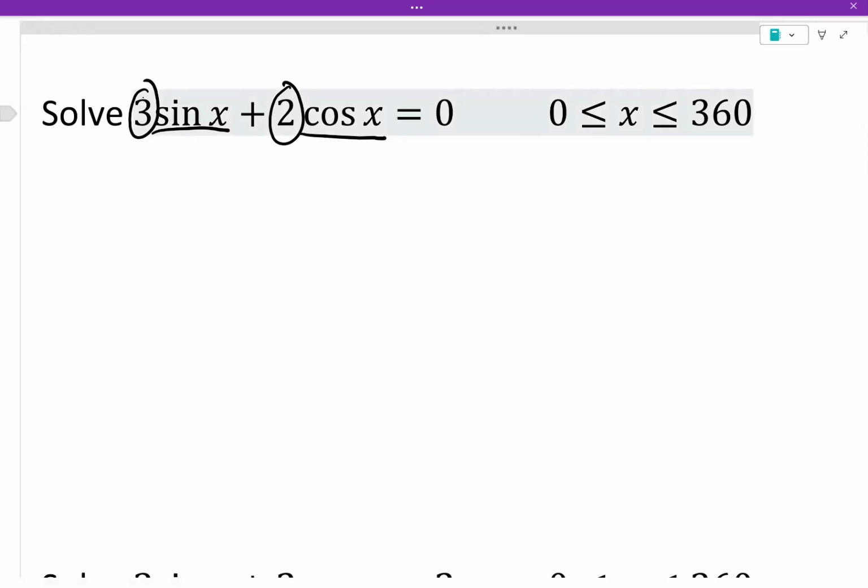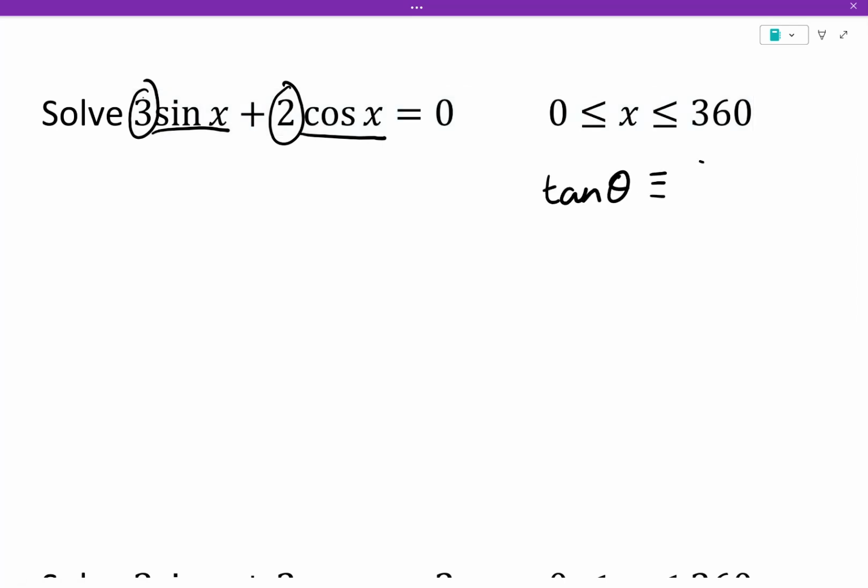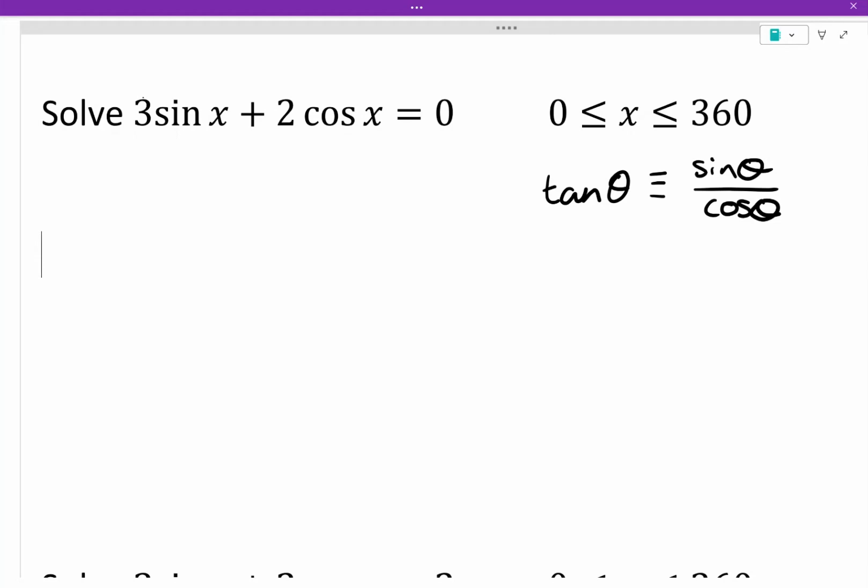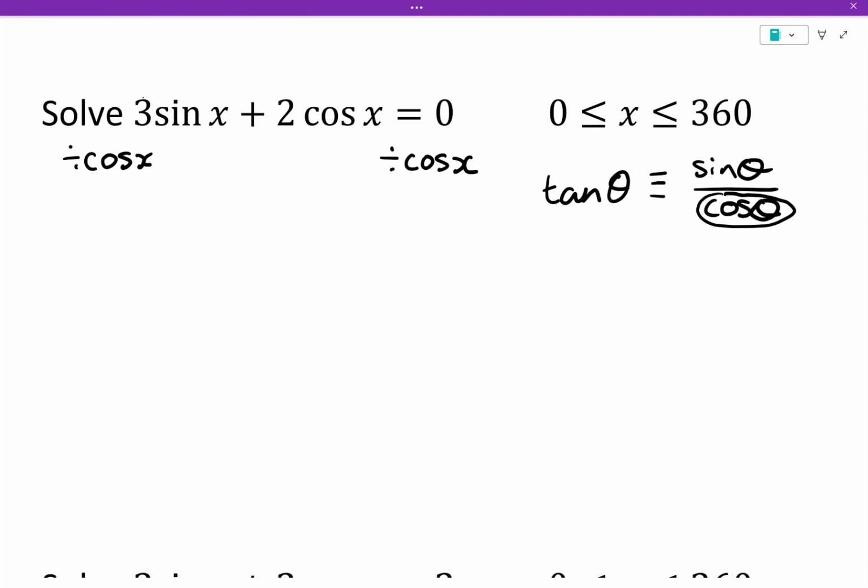In this specific scenario, we're going to make use of the identity that says that tan theta is identical to sine theta over cos theta. Currently we don't have any fractions in my equation, so we're going to divide both sides of the equation by cosine. It wouldn't be cos theta because the angle that we're working with is x. We're going to divide by cos x on both sides. So I'll just write it here. Now what we have to do is go through each term and divide by cos x.